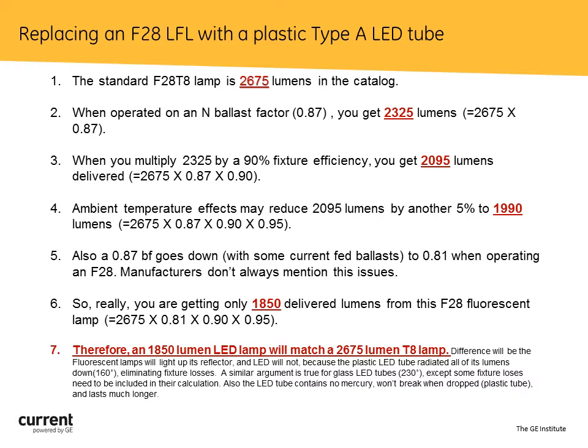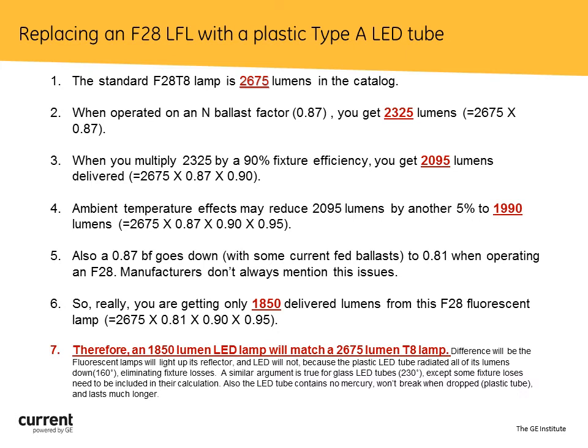You've got an F28T8 standard lamp in your ceiling today. You look in the GE catalog, you find out it's rated at 2675 lumens. That's a good thing to know. Question is, do you need a 2675 lumen LED to replace it? And the answer is absolutely not, and let me tell you why.